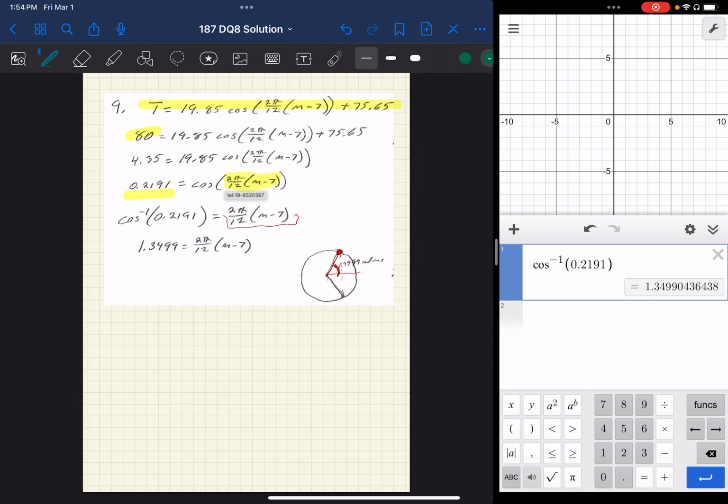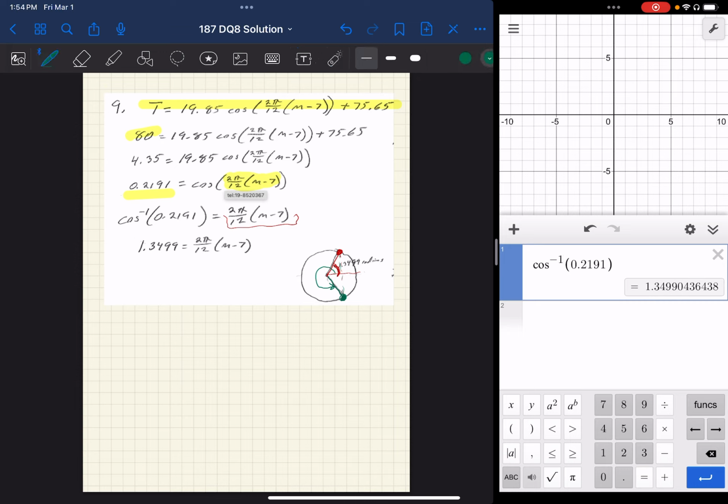Let's go with green. The angle that starts here and goes all the way around to there ends here with this terminating ray intersecting the circle there. We can see that both of those endpoints would have the same cosine value of 0.2191. So even though the calculator can only give you this first result, there is a second result that you have to find yourself.